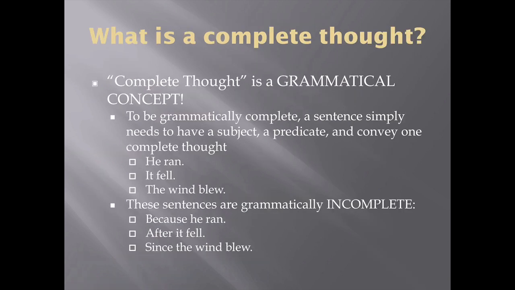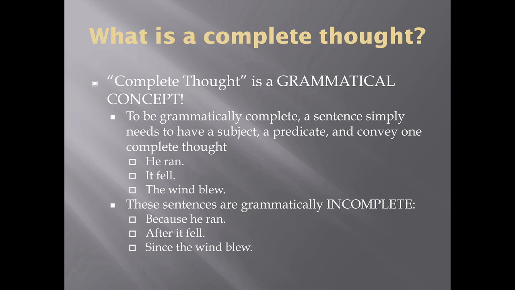Okay, the third component of a complete sentence is a complete thought, and I want to clarify what that means grammatically. So complete thought is, in fact, a grammatical concept. To be grammatically complete, all a sentence has to have is that subject, that predicate, and one sort of complete idea. For example, he ran, it fell, wind blew. Those are all complete sentences. They all have a subject and a predicate, and they all have one complete thought.